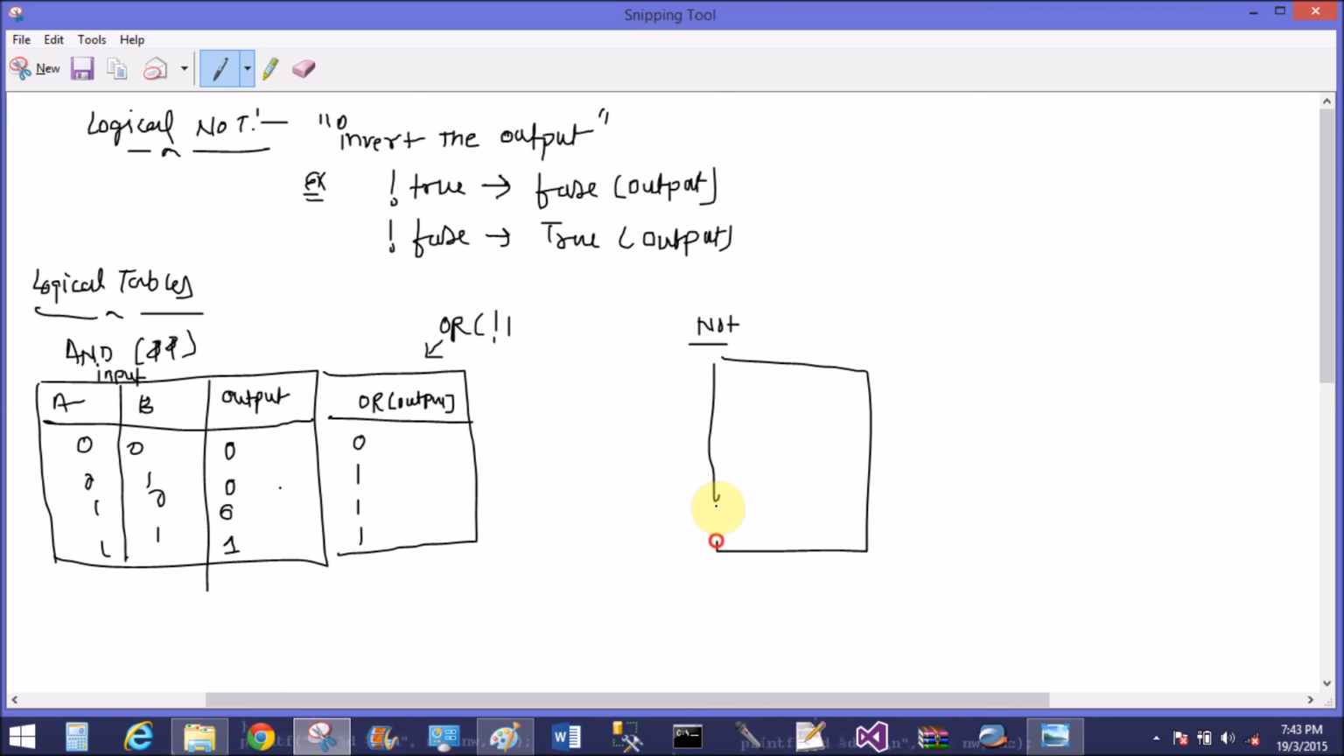In the case of the NOT operator, we have only one input, and the NOT operator inverts the output. 0 means 1, and 1 means 0.